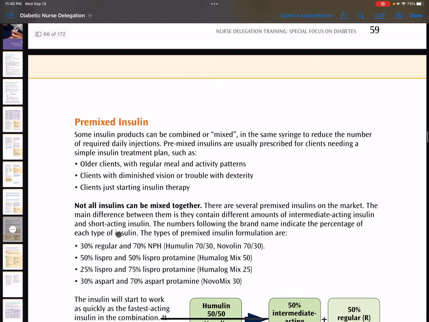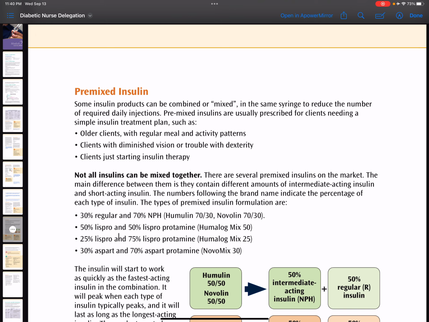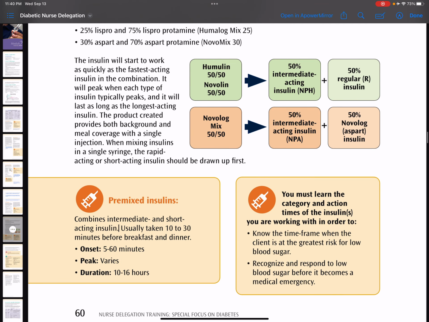C, pre-mixed insulin. Not all insulins can be mixed together. There are several pre-mixed insulins on the market. When mixing insulin in a single syringe, the rapid-acting or short-acting insulin should be drawn up first, usually taken 10 to 30 minutes before breakfast and dinner. Their onset is 5 to 60 minutes, and the peak varies a lot, and the duration is 10 to 16 hours. There's a lot of pre-mixed insulin nowadays.